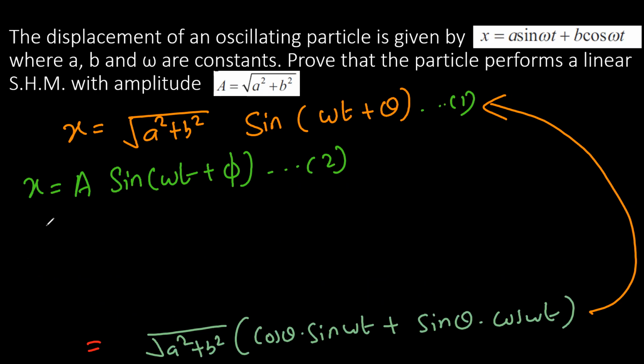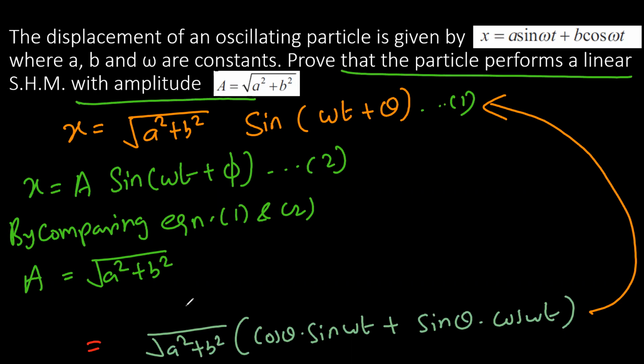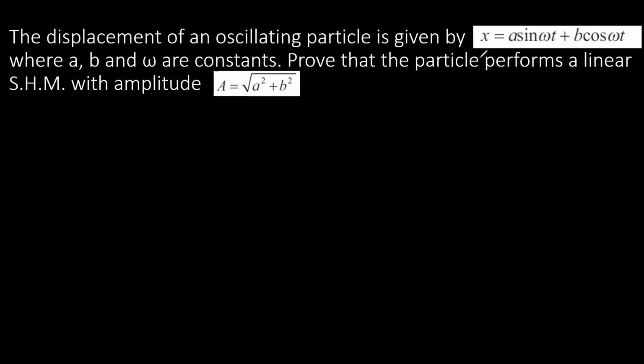So by comparing equation 1 and 2, what is your A? A is square root of a square plus b square. Correct? So the amplitude of the particle performing this motion is root of a square plus b square. Correct? Simple, na? This is for 2 marks. Let's move to the next one.